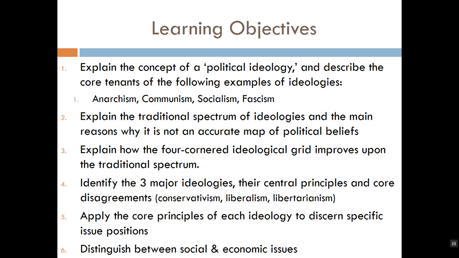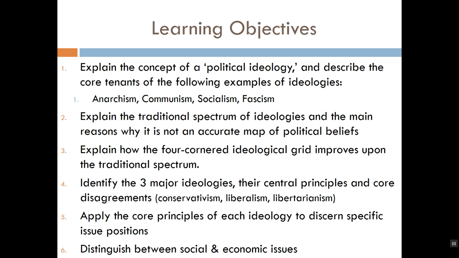Number 2, explain the traditional spectrum of ideologies and the main reasons why this spectrum is no longer considered to be an accurate map of political beliefs. Learning objective number 3, explain how the four-cornered ideological grid improves upon the traditional spectrum. Learning objective number 4, identify the three major ideologies active in American politics today, their central principles and core disagreements. The three major ideologies you'll need to be able to talk about are conservatism, liberalism, and libertarianism.